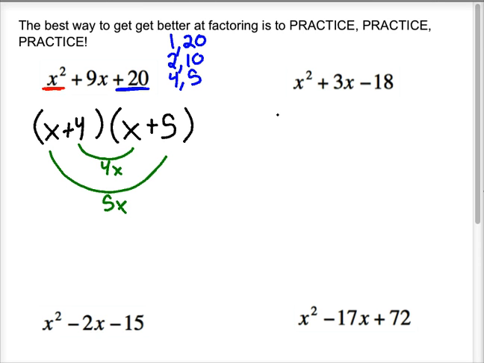All right, let's try our next one. Same thing, this x squared, where's it coming from? Well, x squared is going to come from x times x.